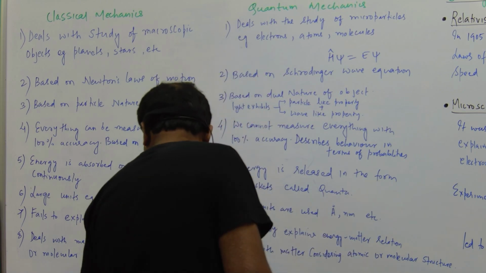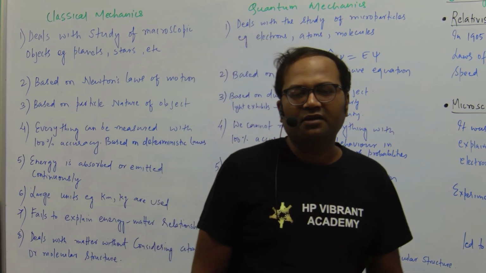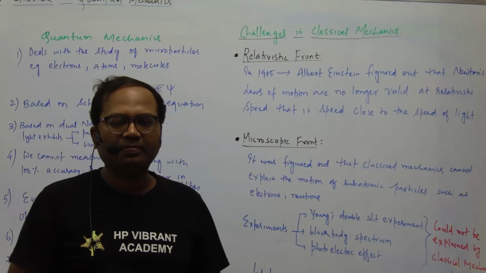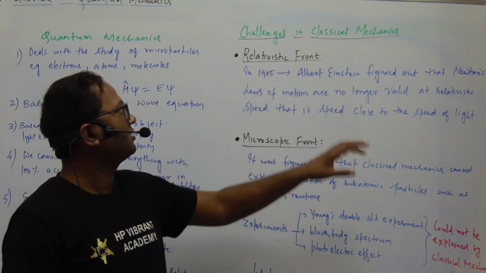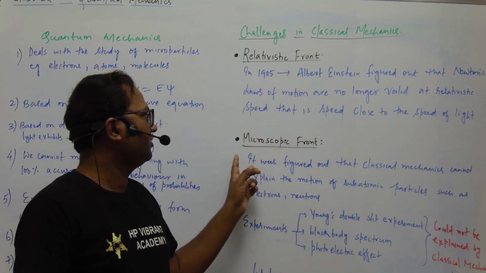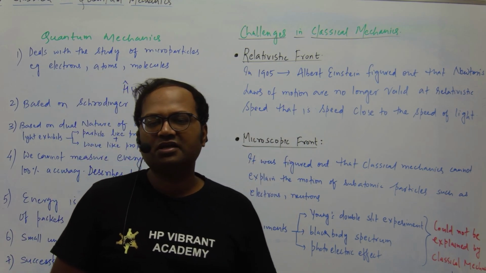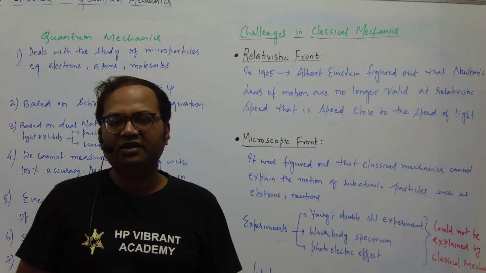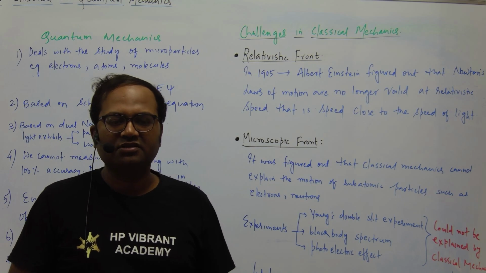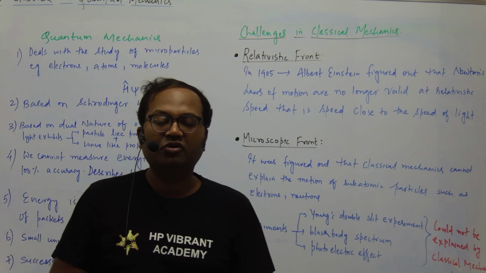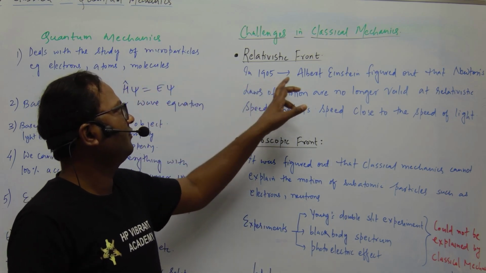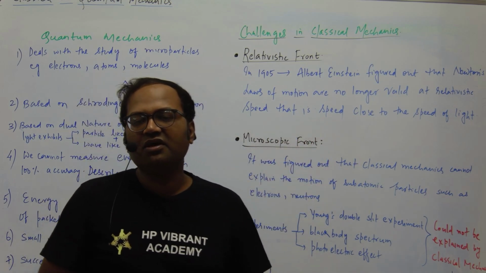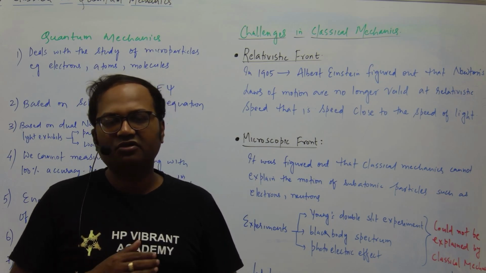Now let us go through the challenges that led to the discovery of quantum mechanics. What were the challenges in classical mechanics? The first is at the relativistic front, and the second is at the microscopic front. In 1905, Albert Einstein figured out that Newton's laws of motion are no longer valid at relativistic speed, that is, speed close to the speed of light. So if something is moving with a speed close to the speed of light, Newton's laws are not valid in this case.